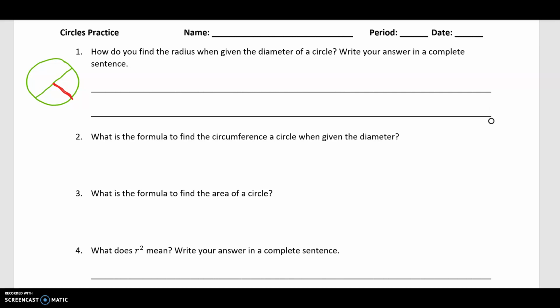Number 2 says, what is the formula to find the circumference of a circle when given the diameter? So we're just going to refer to our cheat sheet or reference chart in order to write our formula. Number 3 says, what is the formula to find the area of a circle? So again, we're going back to our formula chart. We're going to go to area and then find circle, and we will write our formula.